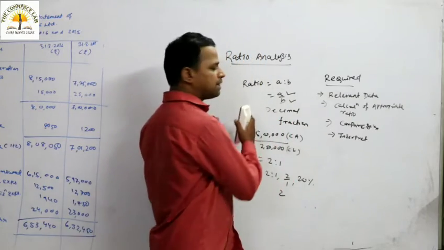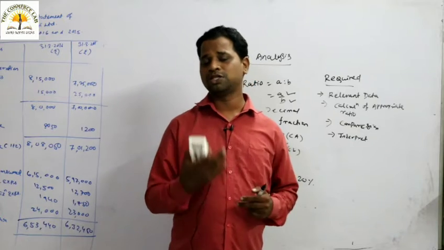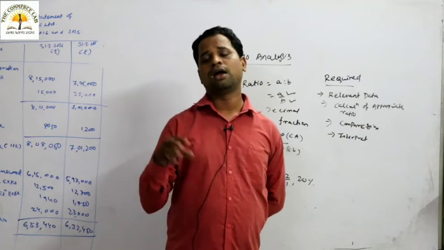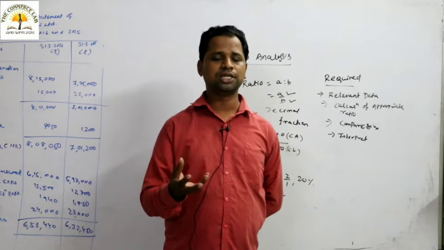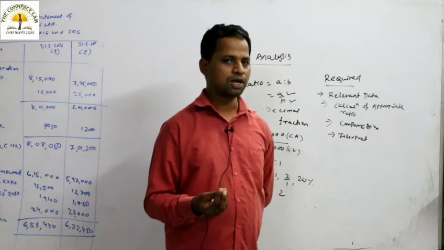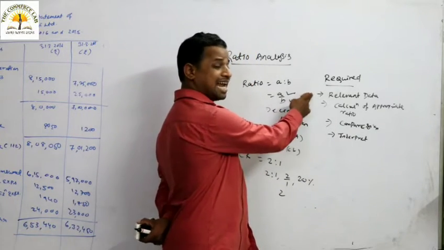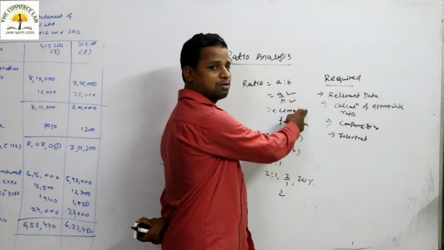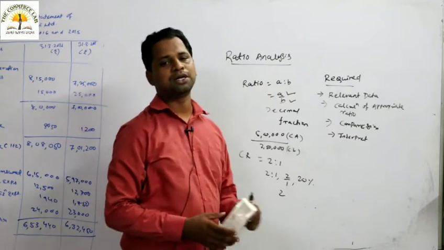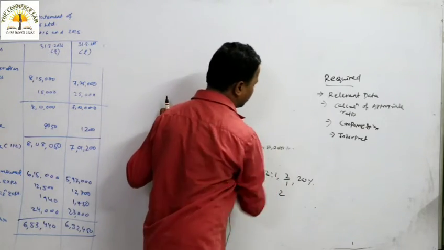So ratio, first of all, is a tool for establishing the relationship between the various variables in the financial statement, and also for interpreting those results. It serves as a tool for the financial statement. You have to get the relevant data, calculate the appropriate ratio, compare, and interpret the particular ratio. That is known as ratio analysis.